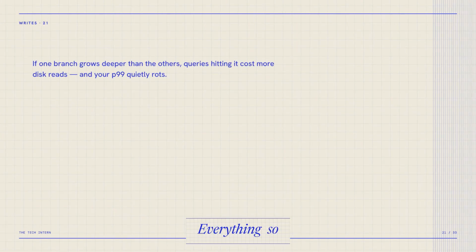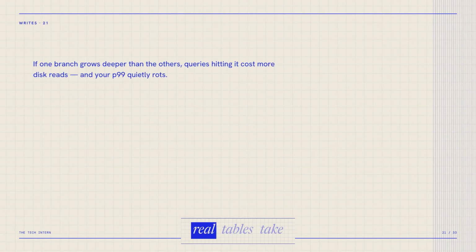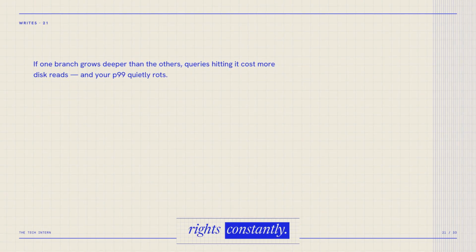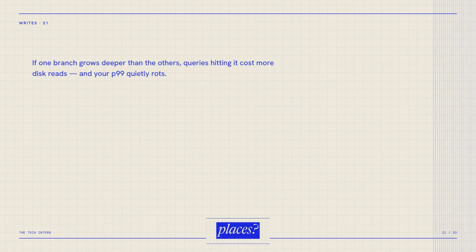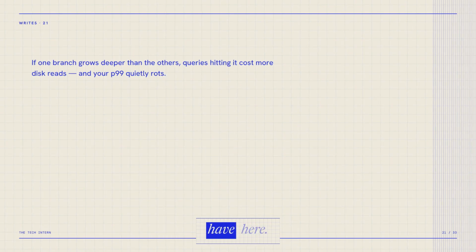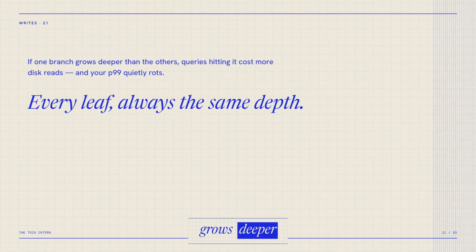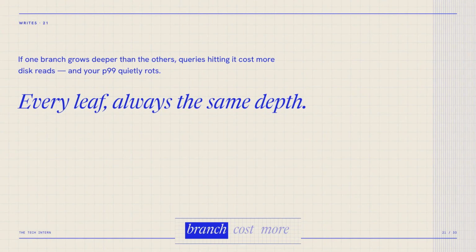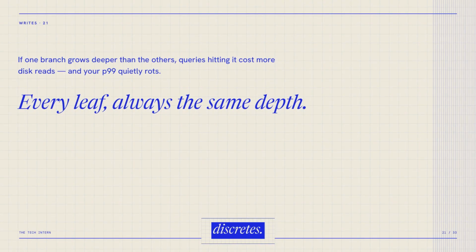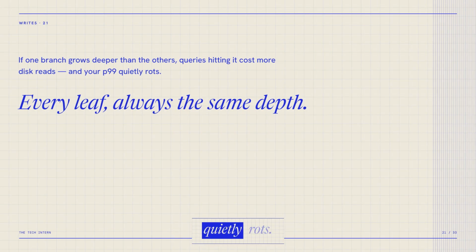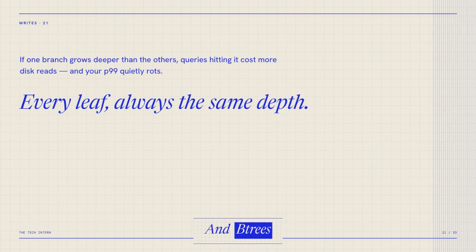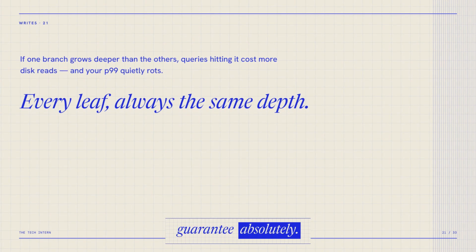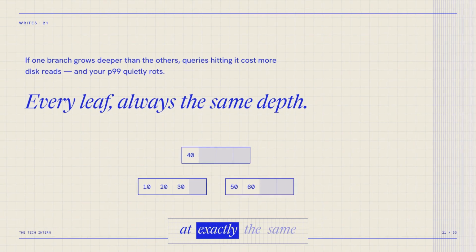Everything so far assumed a static tree. Real tables take writes constantly. So how does this thing stay balanced when a million inserts a minute are landing in random places? Because balanced isn't a nice to have here. If one branch of the tree grows deeper than the others, queries hitting that branch cost more disk reads. Your P99 latency quietly rots. The guarantee only holds if the tree is perfectly balanced. And B-trees hold that guarantee absolutely. Every leaf is always at exactly the same depth.